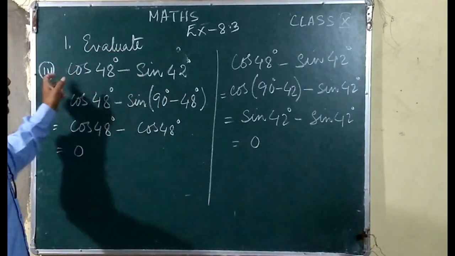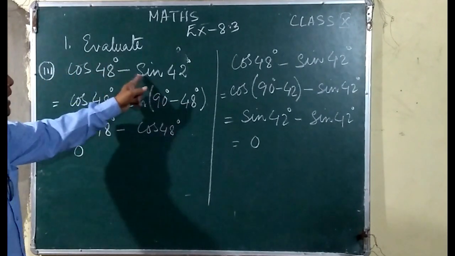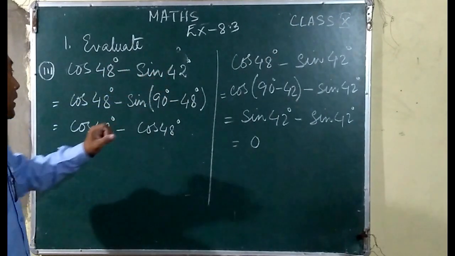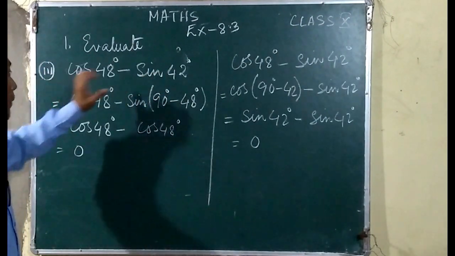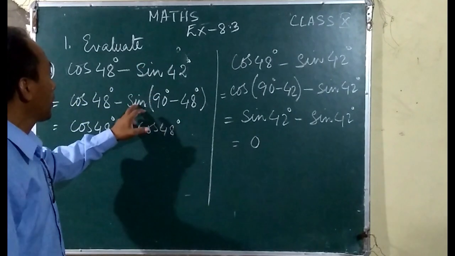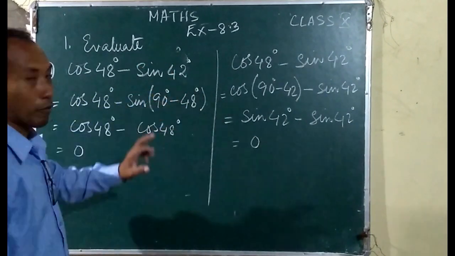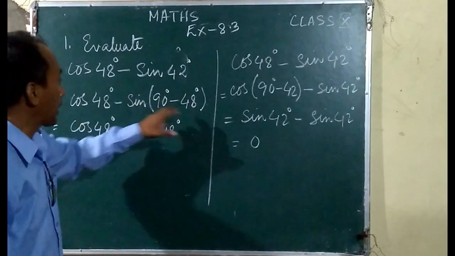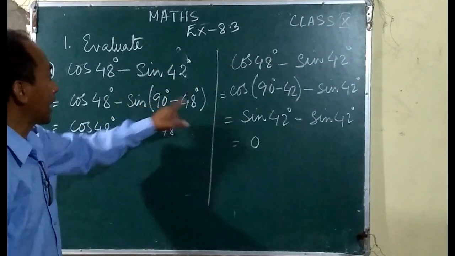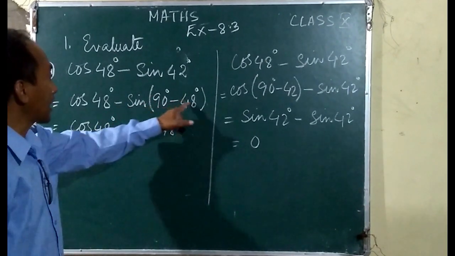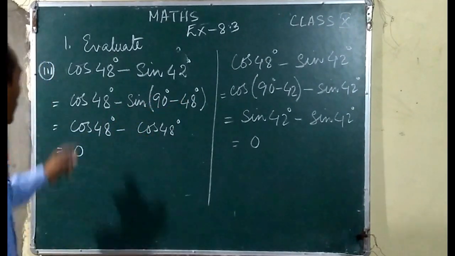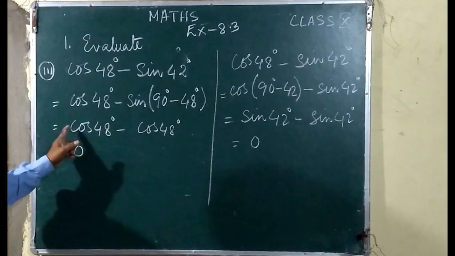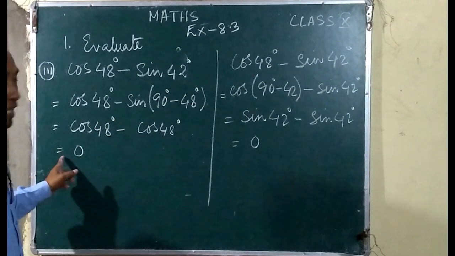Question number 3 is cos 48 degree minus sine 42 degree. Keeping cos 48 degree, I have converted sine 42 into sine 90 minus 48, since 90 minus 48 is 42. So here it becomes sine 90 minus angle A. Sine 90 minus angle A is cos angle A. So here is cos 48, here is cos 48. So cos 48 minus cos 48 is 0.